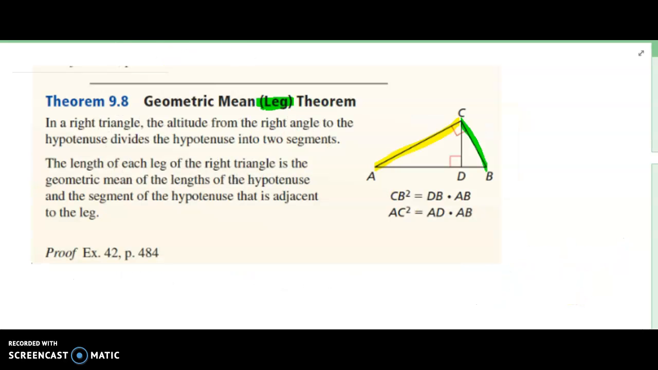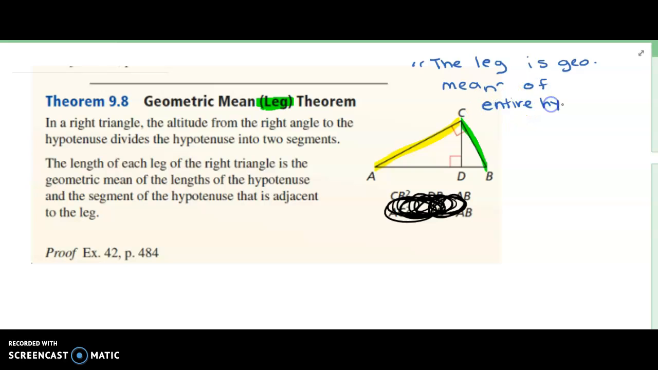All right. So the geometric mean leg theorem, once again, I'm going to put it in words. I'm going to X these out because I think these are confusing and they don't help with conceptual understanding. So I'm going to say that the leg, and we're talking about the leg of the big triangle, like CA and CB, is the geometric mean of the entire hypotenuse and the piece of the hypotenuse it touches.